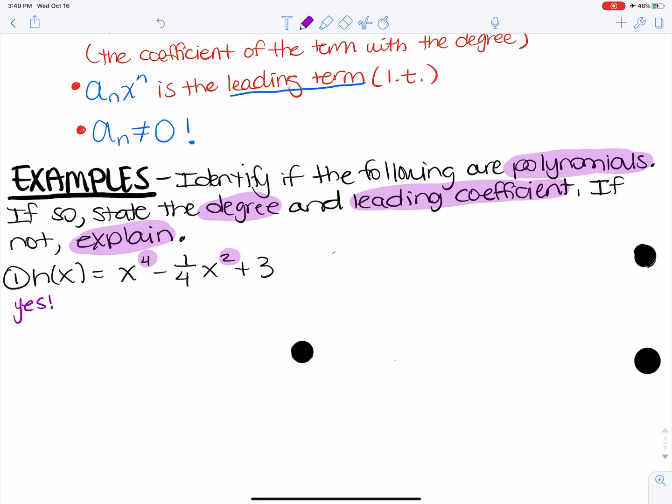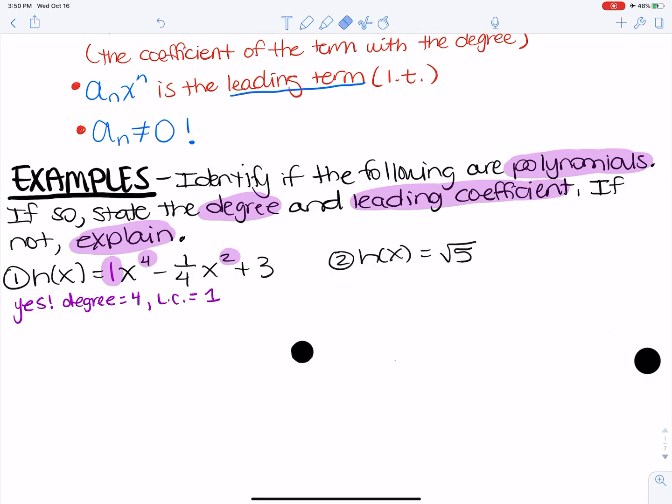And we need to now tell the degree. So the degree is 4 because that's your highest exponent. And the leading coefficient, I'm going to abbreviate that, is 1. Why is it 1? Because there's nothing in front. And nothing in front does not mean 0. Nothing in front means 1.